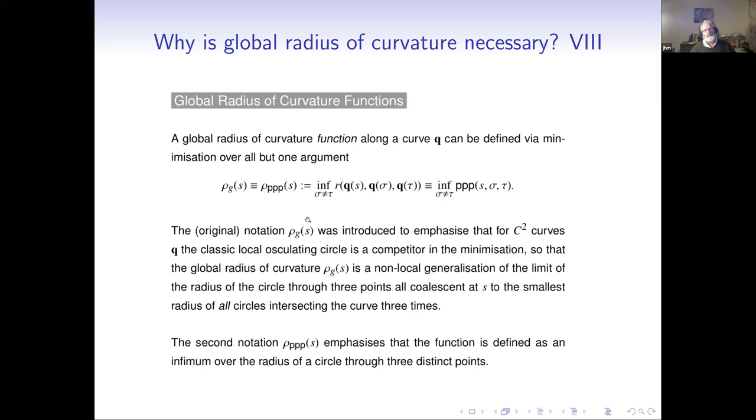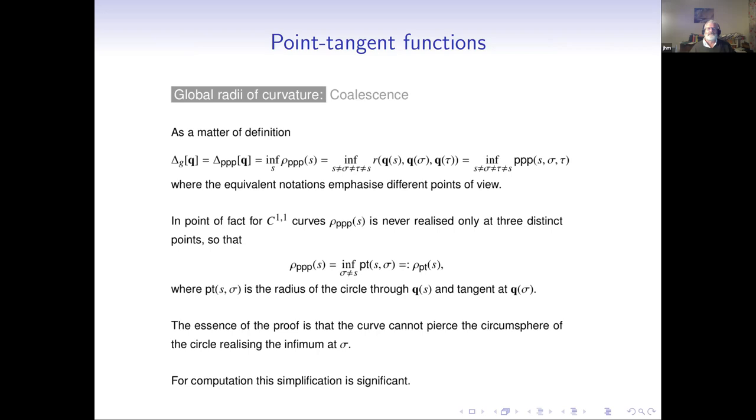So originally we called it rho g of s, and that was motivated by the fact that if sigma and tau go to s, then you get the classic osculating circle as a competitor. I mean, if it's C2, it is the value and things like that. But then we realized that we maybe also want to talk about these PPP. So PPPP, three P's means 3 points, right? Okay. And so we have these slightly different notations, but that's fine. And there we go. But then, so then we did these thickness.